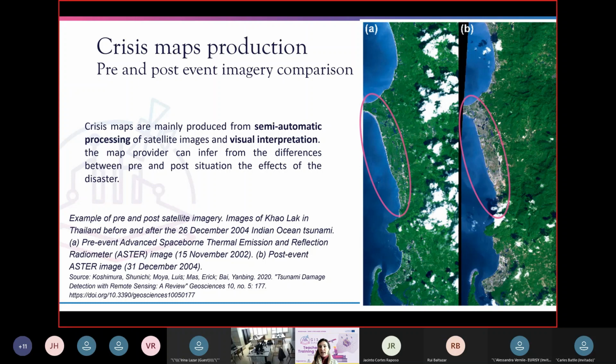Here we see an example of the pre and post satellite imagery for the 2004 Indian Ocean tsunami. So you see how the area looked before the event, where everything looked green, and what happened afterwards. Of course, this is not zoomed in, so you can see only very generally what happened. Of course, if you want to make a detailed map, you need to have a higher detail image, or at least zoom in a bit, but this gives you an idea of what it means to compare pre and post event situation.